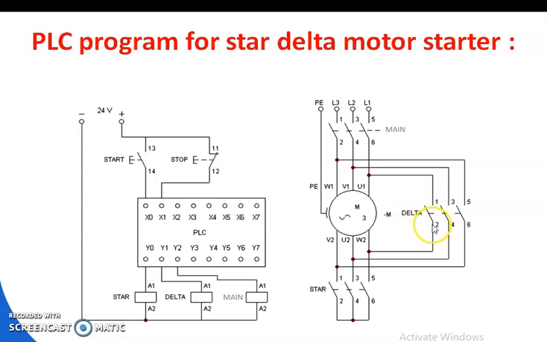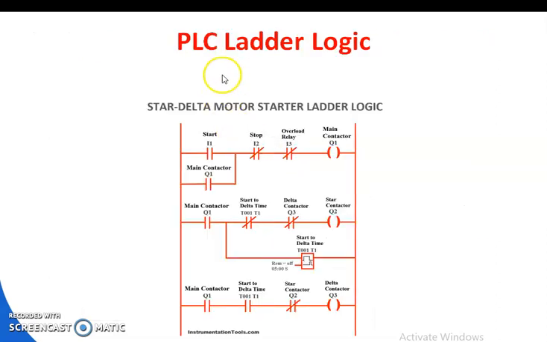In that case, the output terminals are connected to the different terminals of the motor, and the input terminals are connected to the input supply terminals of the motor, that is at the points L1, L2 and L3. Then, PLC ladder logic. This is the star delta motor starter ladder logic, showing how the PLC ladder logic is applied to the star delta motor for starting purposes.